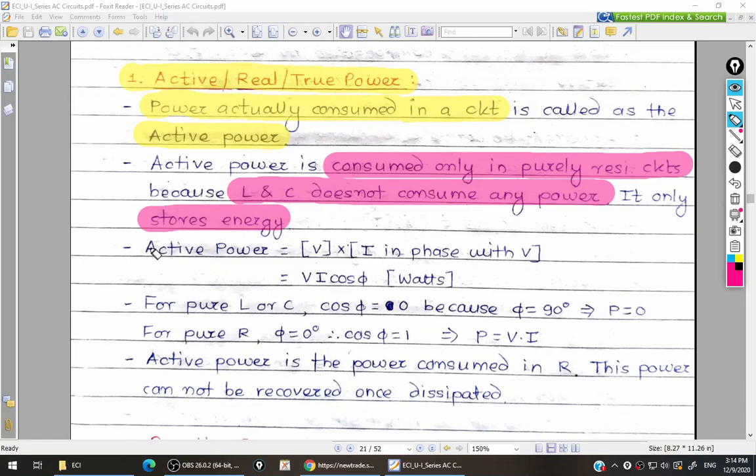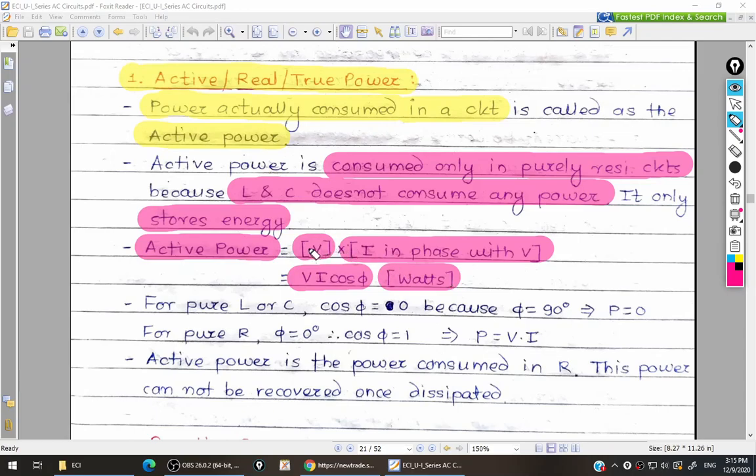From the phasor diagram we have already seen what your active power is. It is nothing but voltage multiplied by I cos phi, that is, current in phase with voltage. So the final formula for active power is V into I cos phi, and active power is always measured in watts. This power, once consumed, cannot be returned to the supply. Whenever this power comes from the supply to the load, it will never go back to the supply. It gets consumed in the load.